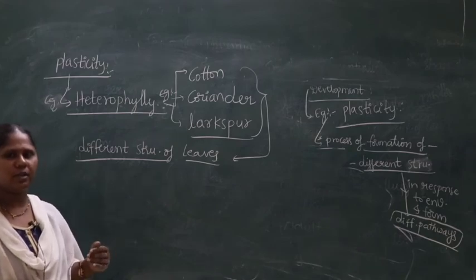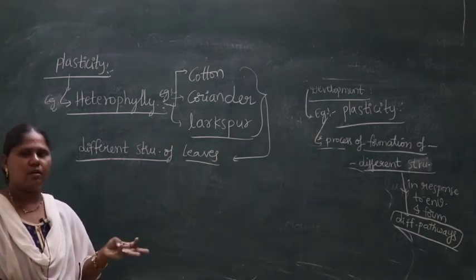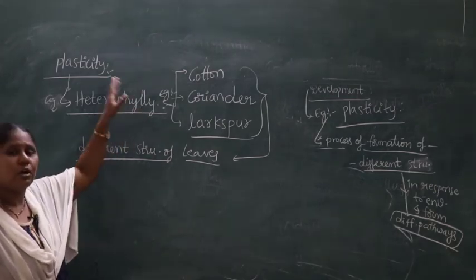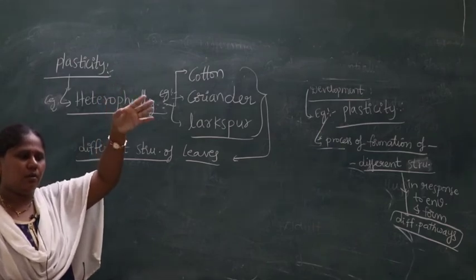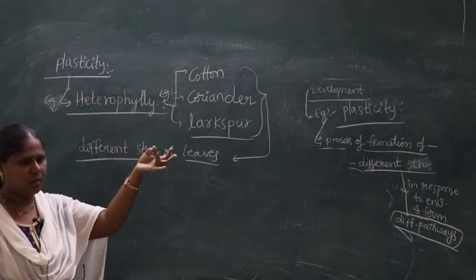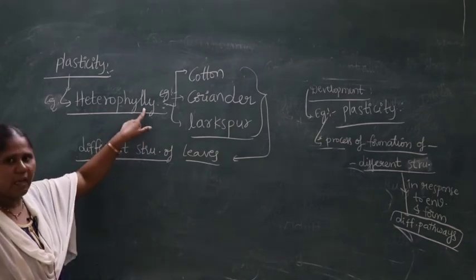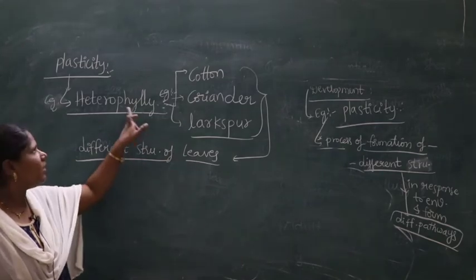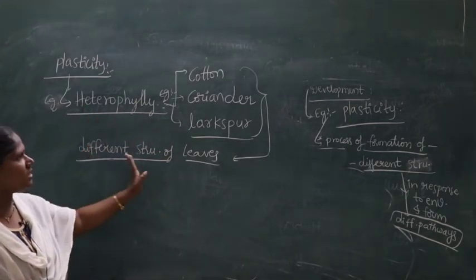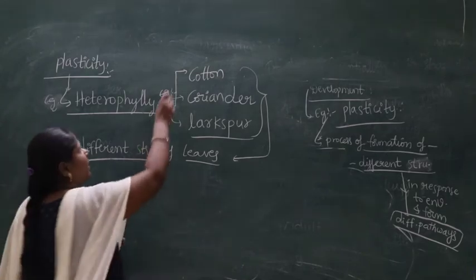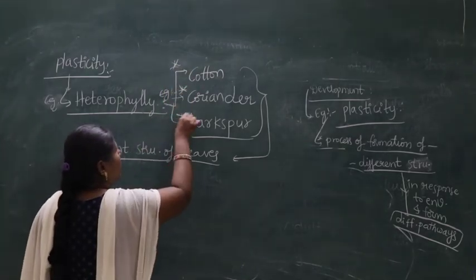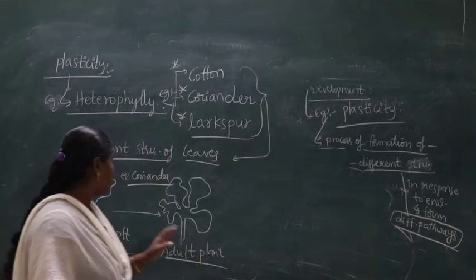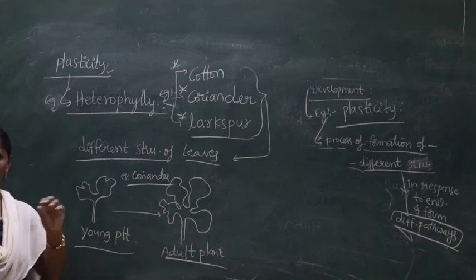In bryophytes you remember you studied rhizoids, root like, caulloid, stem like, phylloid, leaf like, and phyllotaxy: alternate, opposite, spiral and whorl. Wherever you get phyli, we talk about leaves. Phyli means leaves. Hetero means different structures of leaves. Where do you find this? In cotton, coriander and larkspur. What are the different structures that form?